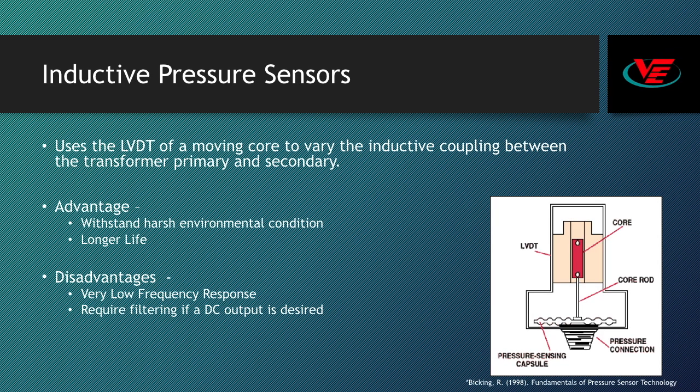The next sensor is an inductive pressure sensor. This works using the LVDT of a moving core to vary the inductive coupling between the transformer primary and secondary. The advantages of these are that the sensor can withstand harsh environmental conditions and can last a long time, but are known for having a very low frequency response and requiring a filter if you need a DC output. These are one of the least commonly used sensors.